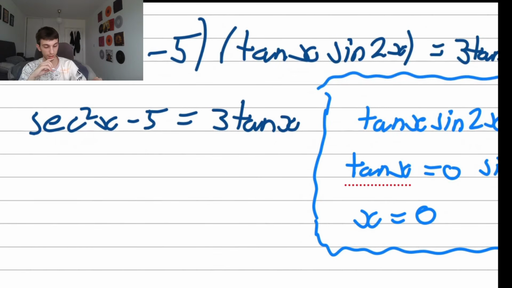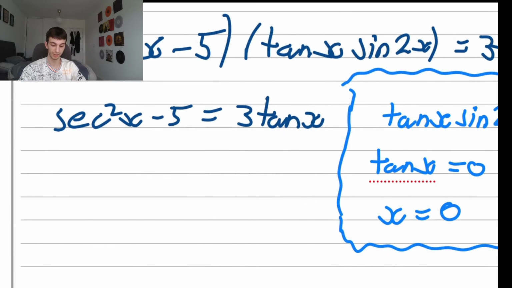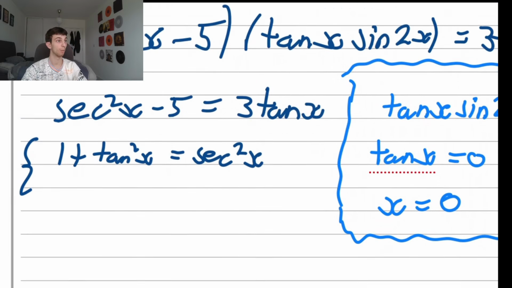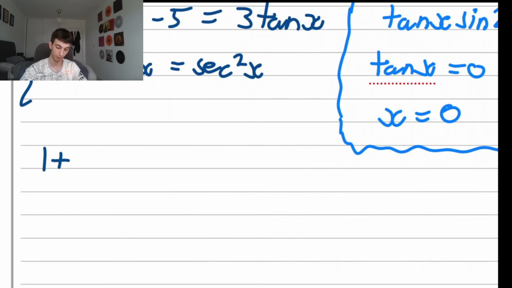So we have sec squared x minus 5 equals 3 tan x. Let's try to get everything in terms of tan x. The reason I'm saying this is because we know there's a trigonometric identity that does indeed link sec squared x and tan squared x. We know that 1 plus tan squared x is equal to sec squared x. So what can we write down? Instead of sec squared x, we write down 1 plus tan squared x. So we have 1 plus tan squared x, take away 5 equals 3 tan x.